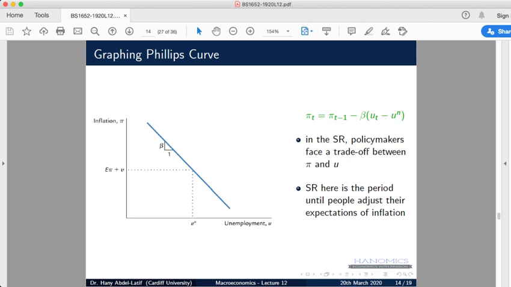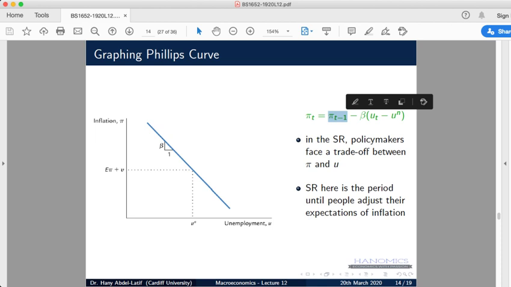So moving from here, if we want to graph the Phillips curve, we take into consideration the expectation formation mechanism which we adopted here, which is the adaptive expectations mechanism. In a few minutes we'll look at other possible mechanisms, but for now the expected inflation in time t equals the observed inflation in time t minus one. That means in the short run the policymaker could have this sort of trade-off between inflation and the unemployment rate. But just to highlight, the short run here is the period until people adjust their expectations of inflation, meaning as long as people think that the expected inflation rate is exactly as the previous period's, t minus one, inflation rate.